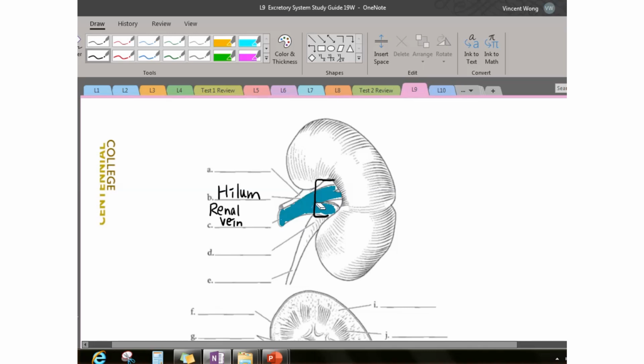So that's going to be the blood when it's done filtering in the kidney. It's going to come back out, and it's going to go back to your inferior vena cava. Okay, and then from there it's going to go back to the heart.